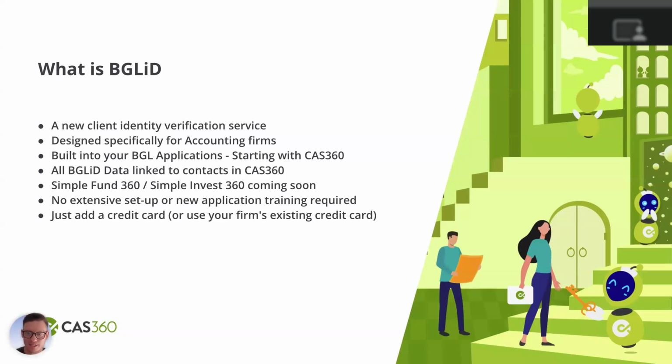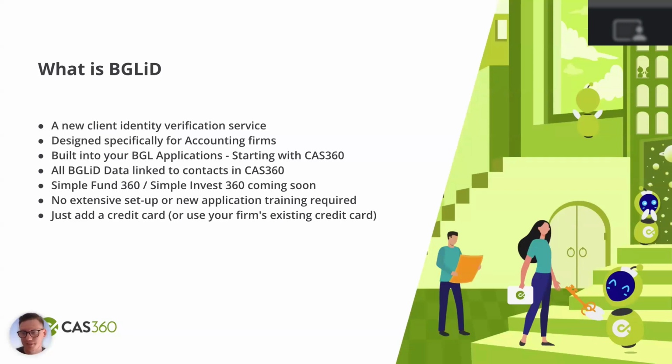Now, BGLiD is actually built into your BGL applications. It's built into CAS 360. It's a separate application built by BGL, but you can access it through CAS 360, so you don't need another software application in your practice. It's all connected into CAS 360, and all ID data can be linked to the contacts in CAS 360. So not only will those contacts have all their company and trust information, they'll also have all of their identity information, as well as their AML screening and things like that.